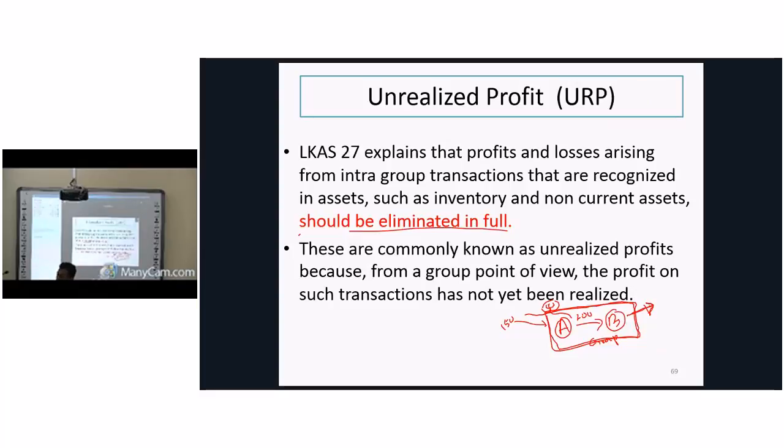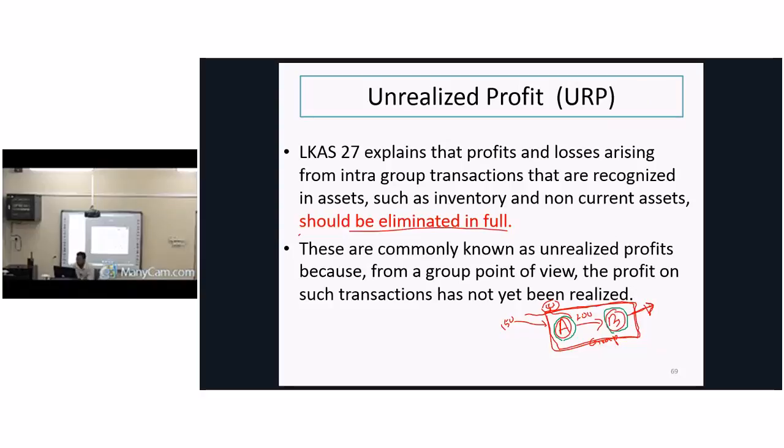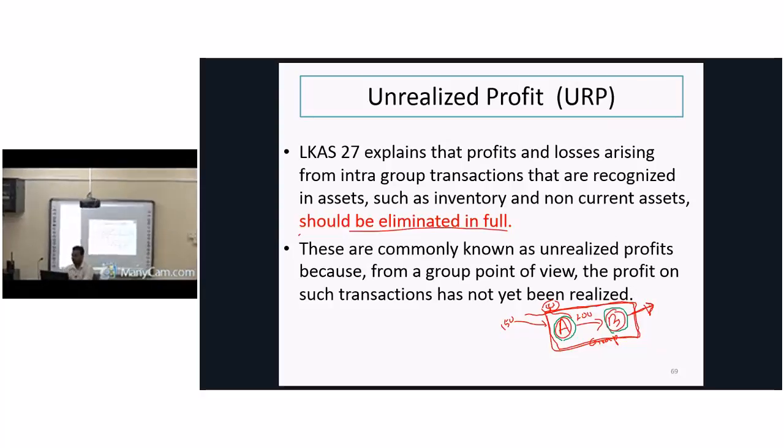Right? So if you can remember, I told you this picture. If you look at this picture very carefully, entity A and B, let's assume this is parent and subsidiary, B is subsidiary. A will prepare their own financial statements, B will prepare their own financial statements, but A will prepare another set of financial statements called group financial statements having all these subsidiaries. We call it group accounts. Now what the standard says very simply: total unrealized profits arising on intercompany transactions should be eliminated in full. So if you look at a simple example, let's assume.